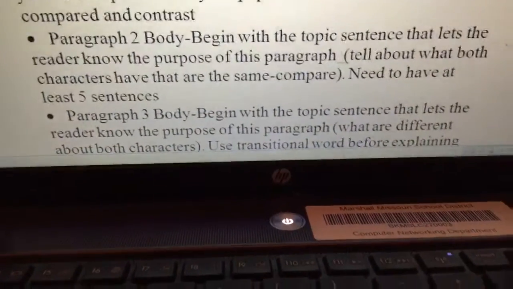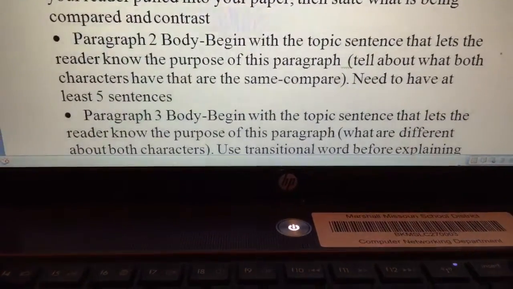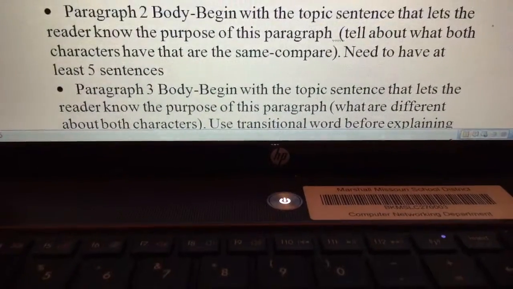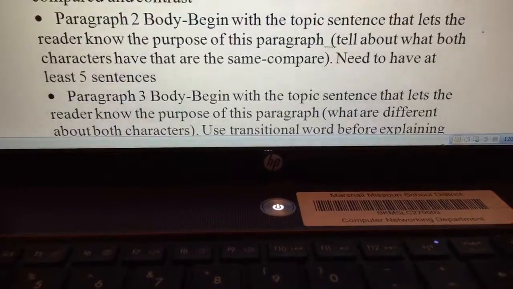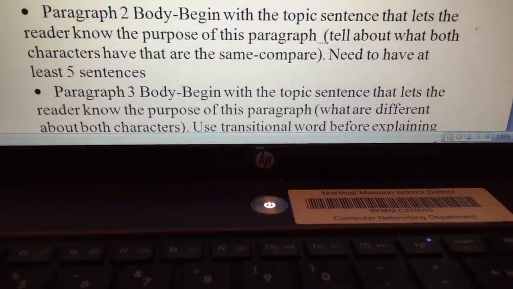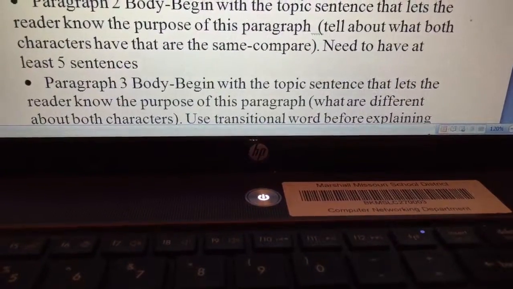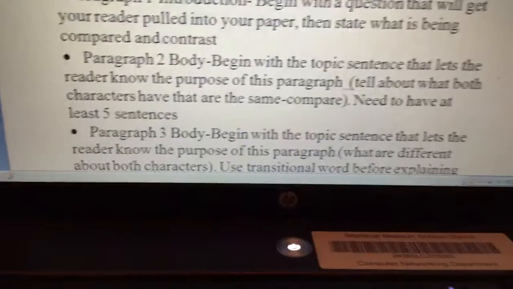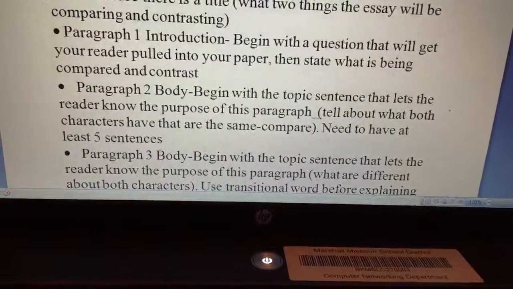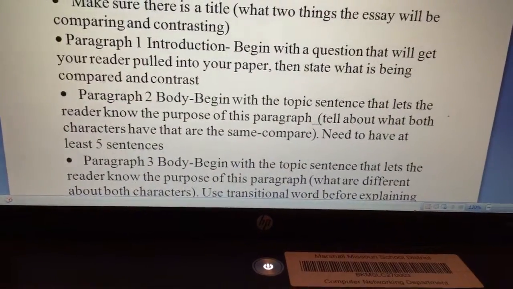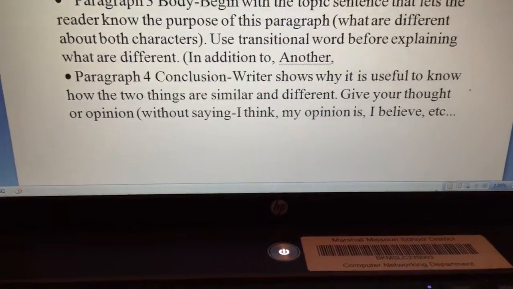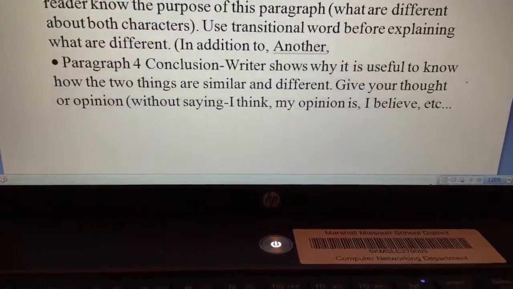Paragraph 3 is the body. Begin with the topic sentence that lets the reader know the purpose of this paragraph. If we already wrote about how they're the same, how are they different? Okay? And use transitional words when explaining when you're going from paragraph to paragraph or within sentences. And after we finish our conclusion here, there's a list of transitional words. I'll show you here in just a minute.